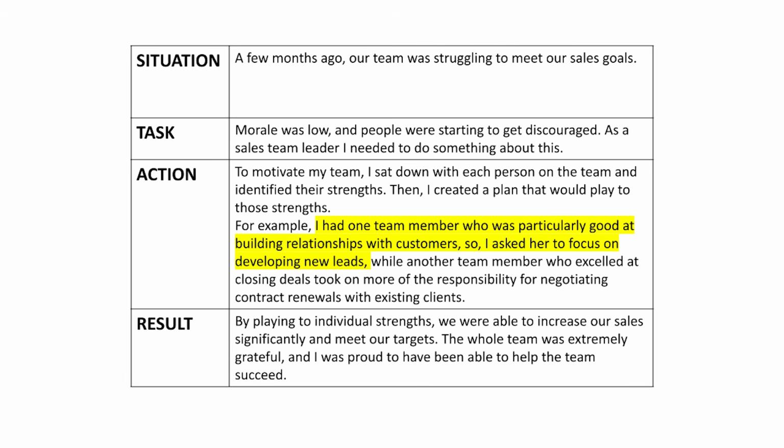So if you're saying something like, I motivated others by arranging a team social, you wouldn't want to stop there. You just explain a couple of specifics on how you did that and some positive outcomes as well. So here it explains that one team member was particularly strong in a specific skill set, building relationships.